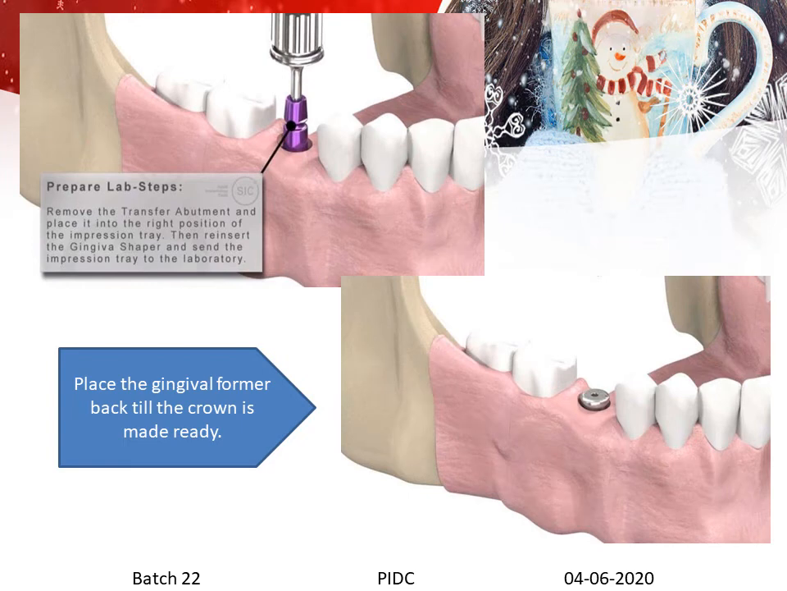And coming on to the lab procedures, prepare the lab steps where you are going to transfer this abutment, that is the abutment which you have placed already, into the impression tray, and then you are going to reinsert the gingival shaper again, and then send the impression tray back to the laboratory. So you can see that the gingival former is placed after the transfer abutment has been removed.